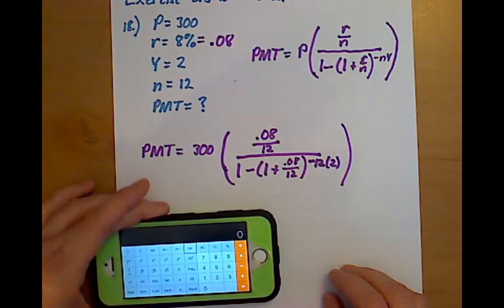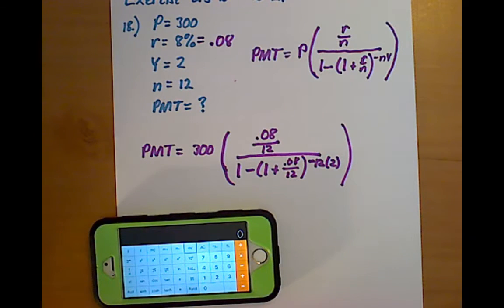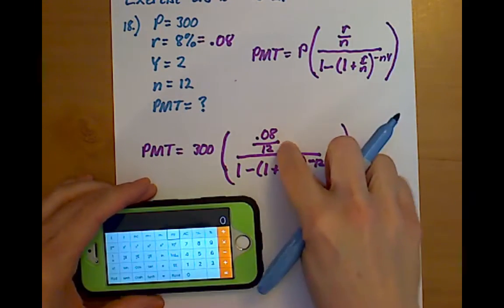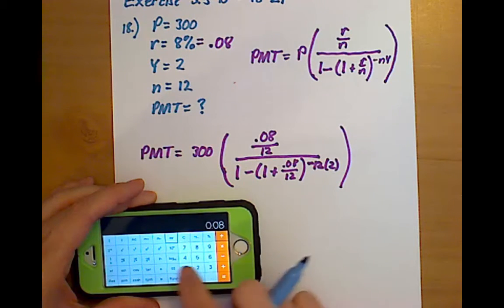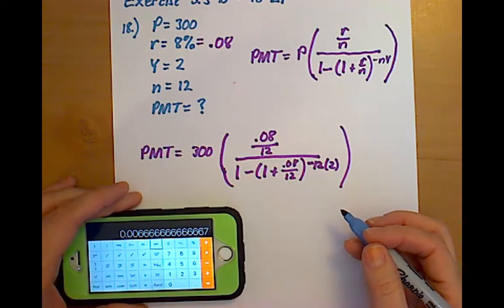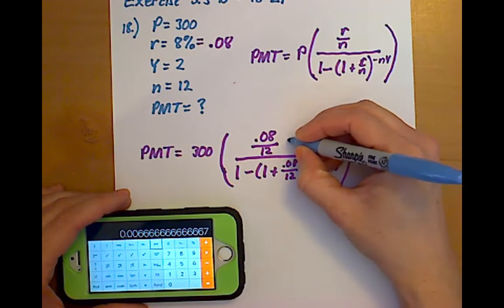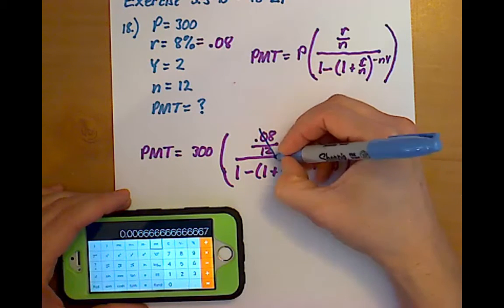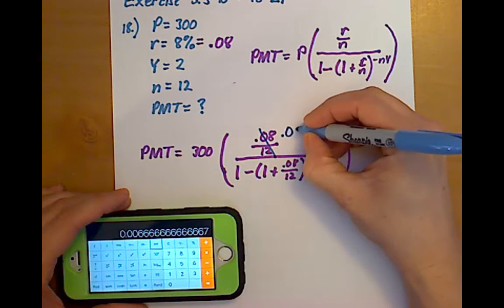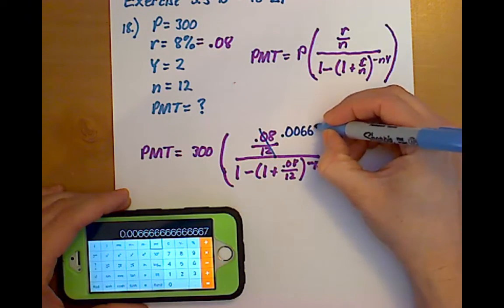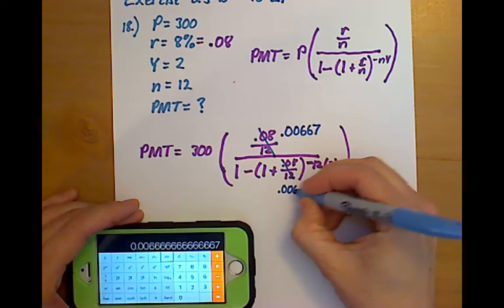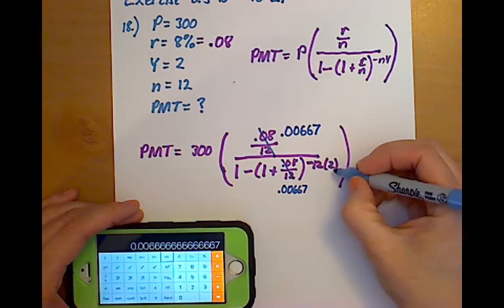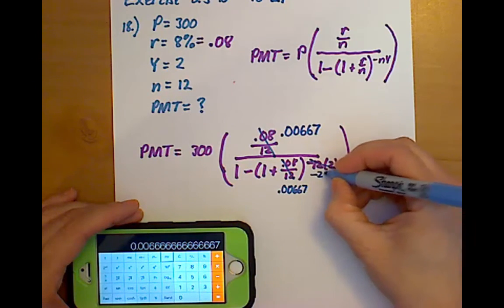All right, I'm going to use a different color to make this a little easier. I'm going to do 0.08 divided by 12 and find this number. 0.08 divided by 12 gives me 0.006666, and we're just going to round it. So we replace that with 0.00667, and we replace this with the same thing, 0.00667. And negative 12 times 2 becomes negative 24.